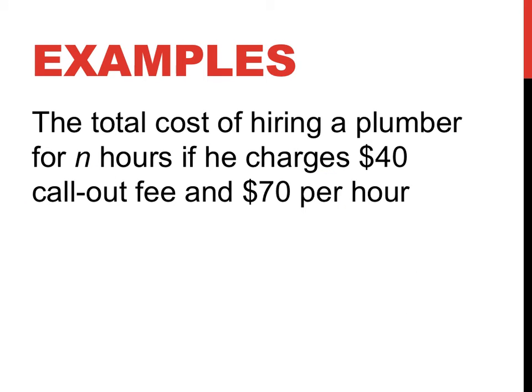Okay. The total cost of hiring a plumber for a certain number of hours, which I'm going to represent with N, if he charges $40 to come out and then $70 an hour. So my hours are multiplied by $70. $70 an hour means that the cost to hire a plumber would be 70 times N. I'm hoping some of you are sitting there yelling at your video tutorial going, no. I don't write 70 times N.